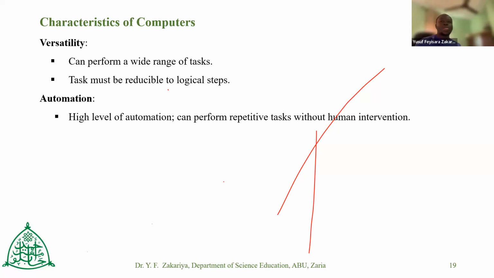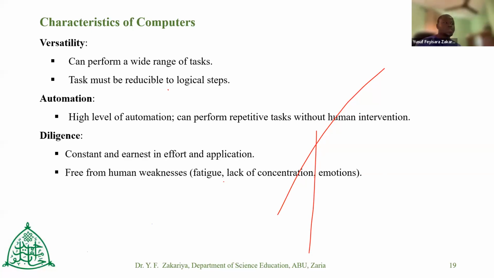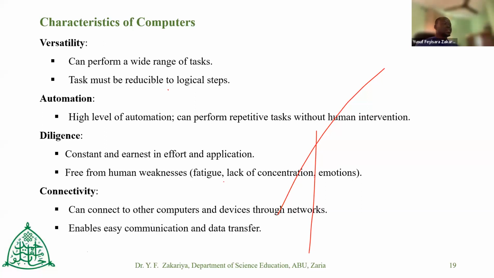So this kind of automation: you can automate a computer to do a lot of things for you while you go to sleep. So this is another characteristic of a computer, automation. Then diligence, of course. A computer is very consistent in giving you the same outcome under the same instruction, constant and earnest in effort and application, free from human weakness.